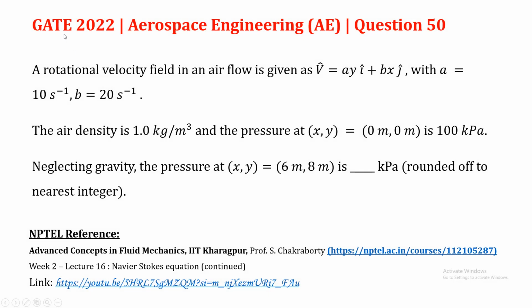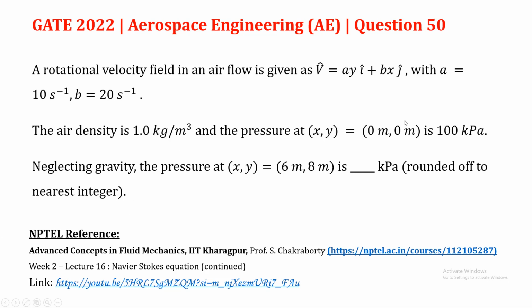Hello everyone, let's solve a problem from the GATE 2022 Aerospace Engineering paper, question number 50. A rotational velocity field of an airflow is given as V vector is equal to Ay i vector plus Bx j vector, with A equal to 10 per second and B equal to 20 per second. The air density is 1 kilogram per meter cube and the pressure at x, y equal to 0, 0 meter is 100 kilopascal. Neglecting the gravity, the pressure at 6, 8 is equal to dash kilopascal.